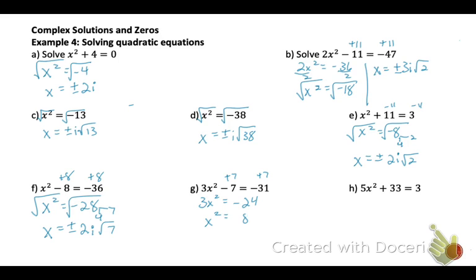Let's divide by 3. We've done this before, taken the square root of negative 8. So x equals plus or minus 2i times the square root of 2. Finally, let's subtract the 33 and then divide by 5. Taking the square root of both sides, we get plus or minus i times the square root of 6.